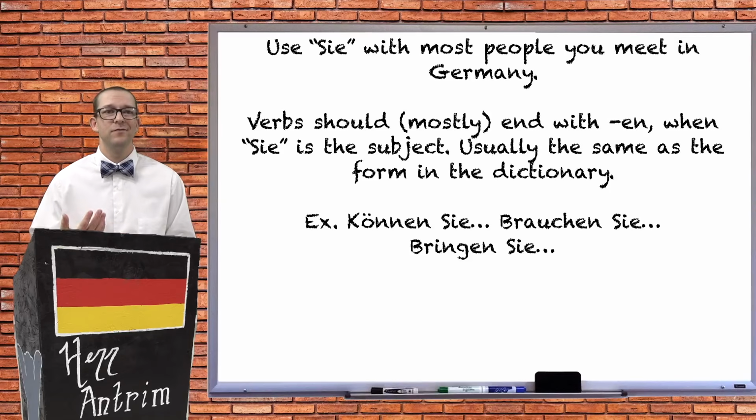Since you're likely just visiting Germany, most of the people that you meet should be addressed with Sie. This is because you aren't familiar enough with any of those people to use the other forms. This form is also easy for beginners to conjugate. That means that your subject and your verb match. The present tense verb is almost always the same as the infinitive, the version that you'll see in a dictionary.